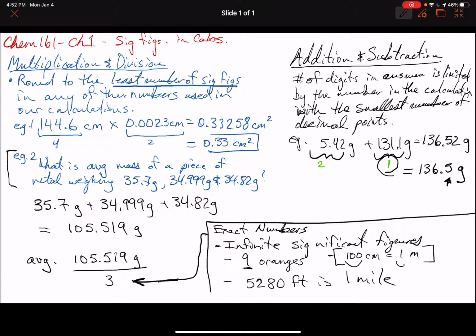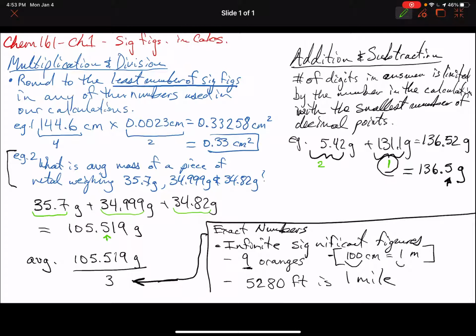So in our sum, we knew that we had to report using the addition rule to the decimal point. And so here we have a number with 1 decimal point. The next one has 3 decimal points. The next one has 2 decimal points. So we need to be thinking about answering off at this 5 position. And when we divide by something with infinite number of Sig Figs, that does not modify that outcome.